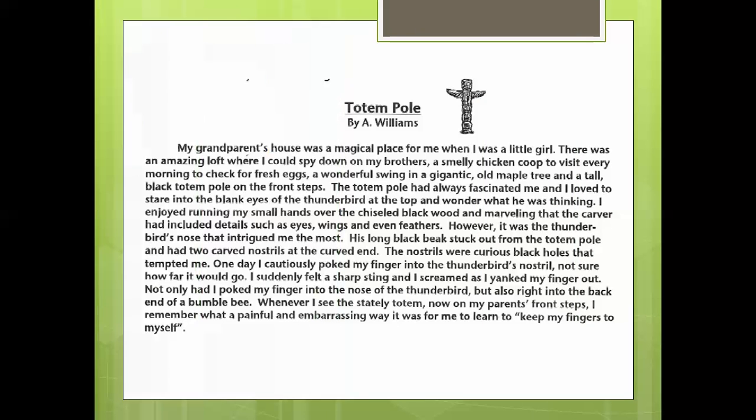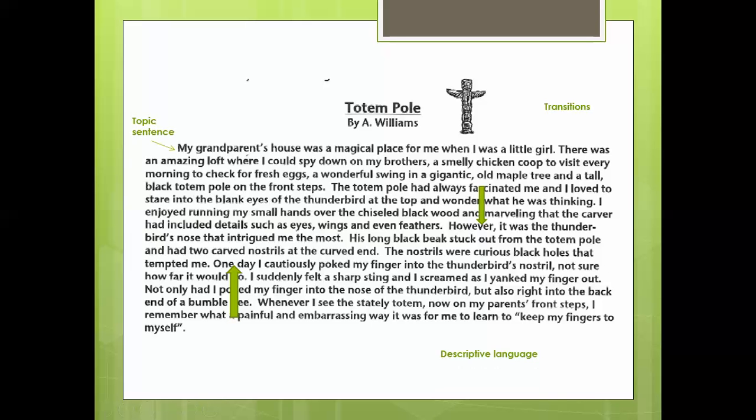Here's an example of a narrative paragraph. Here's the topic sentence. My grandparents' house was a magical place for me when I was a little girl. This whole paragraph's going to describe a magical place. It uses transitions like however and one day.